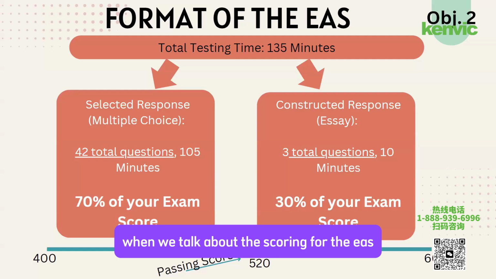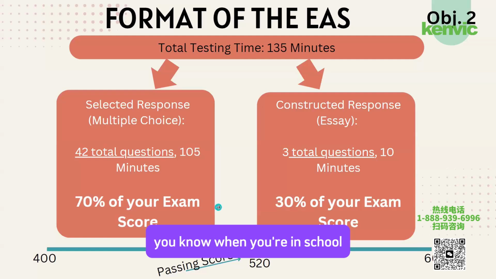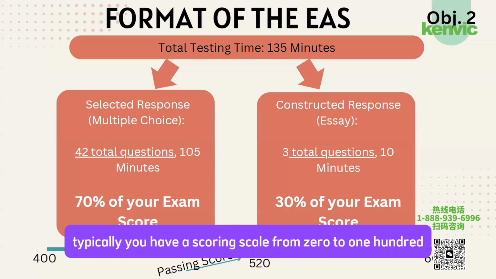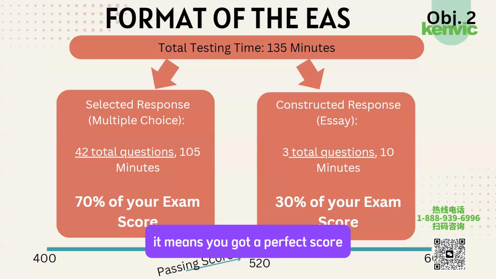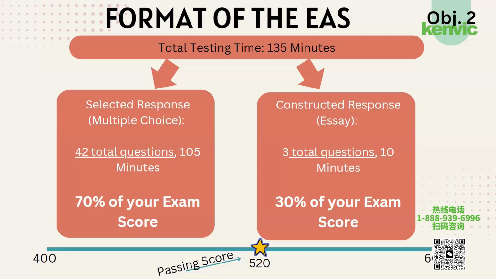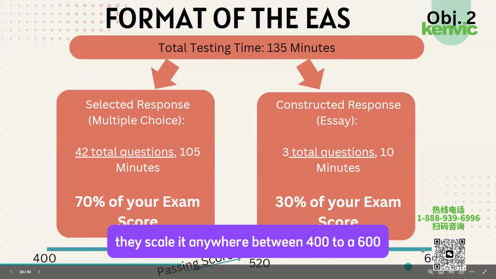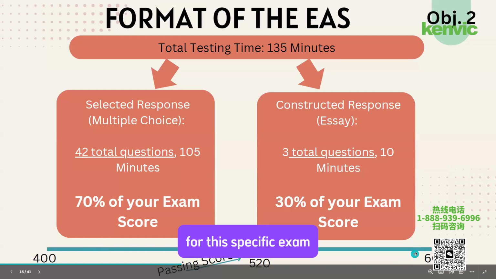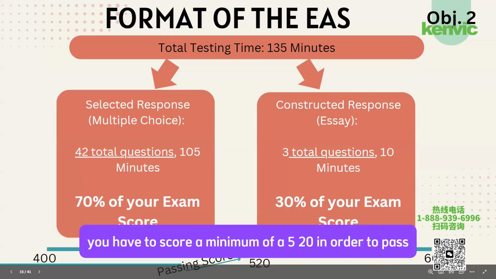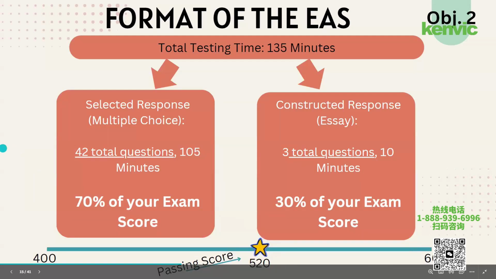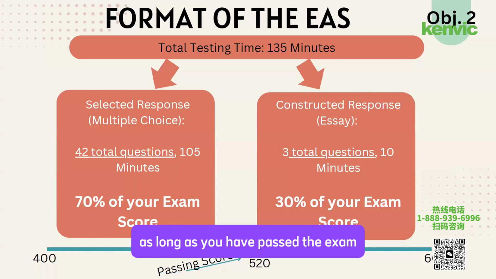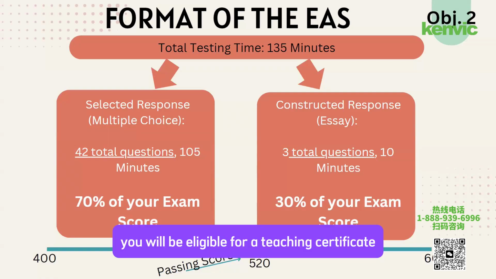When we talk about the scoring for the EAS, when you're in school, typically you have a scoring scale from 0 to 100. If you get a 100, it means you got a perfect score. If you get anywhere above a 65, it means you passed. That is not what they do for these exams. They scale it anywhere between a 400 to a 600. For this specific exam, you have to score a minimum of a 520 in order to pass. As long as you have passed the exam, you will be eligible for a teaching certificate.